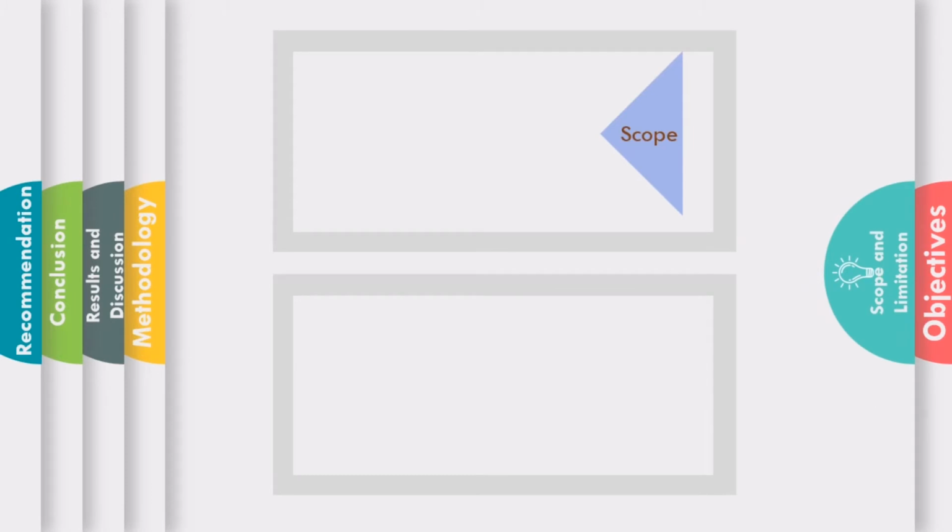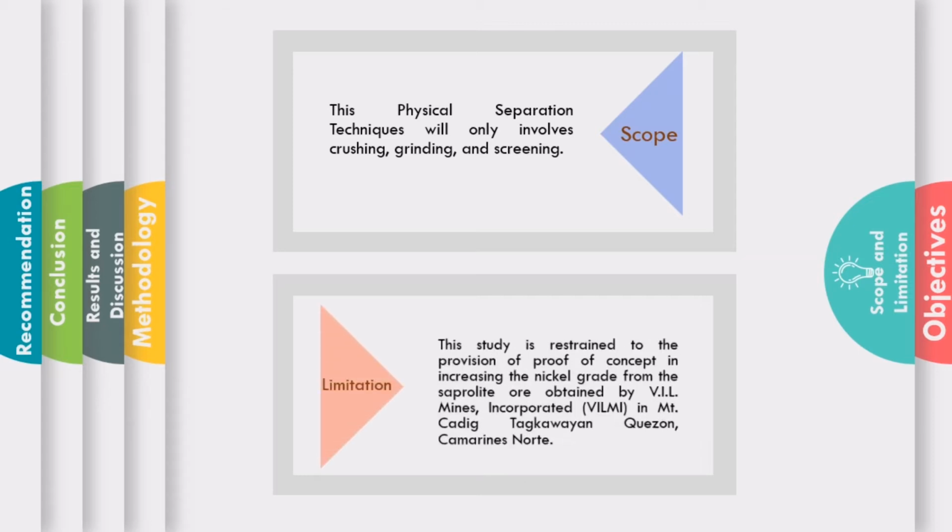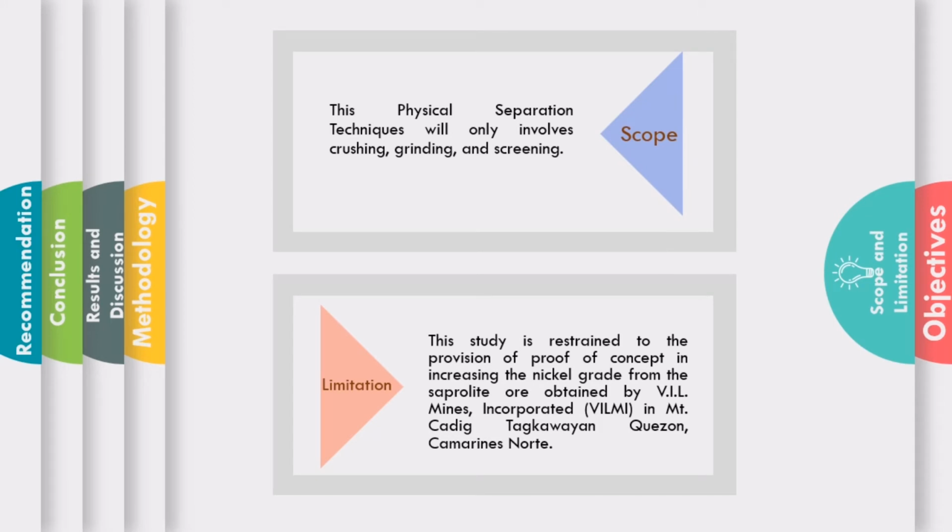So, for the scope and limitation, the physical separation techniques will only involve crushing, grinding, and screening. Limitation: this study is restrained to the provision of proof of concept in increasing the nickel grade from the saprolite ore obtained by VIL Mines Incorporated in Mount Cadig, Labo, Camarines Norte.